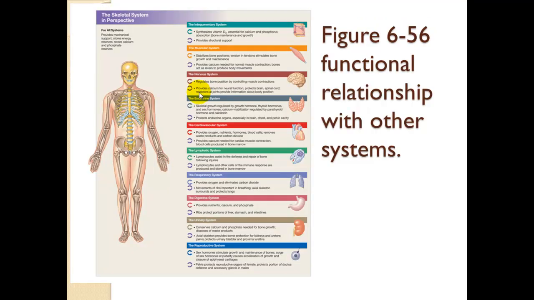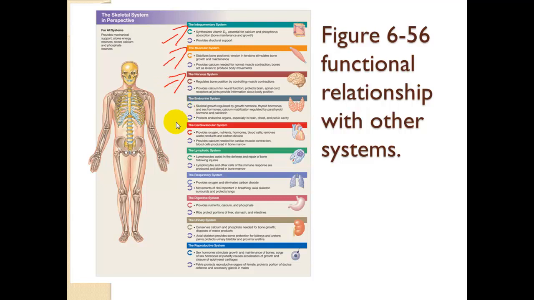This is figure 6.56, and remember I said that this is a good idea to go over. This is how the skeletal system interacts with other systems in the body. So this is how it's going to interact with the integument, muscle, nervous, and so on. Please look over these so that you get kind of the bigger picture as we're going through these.